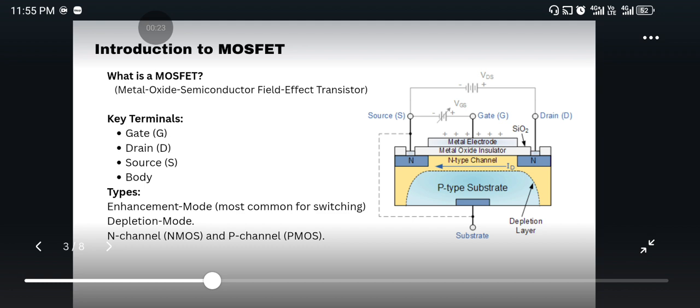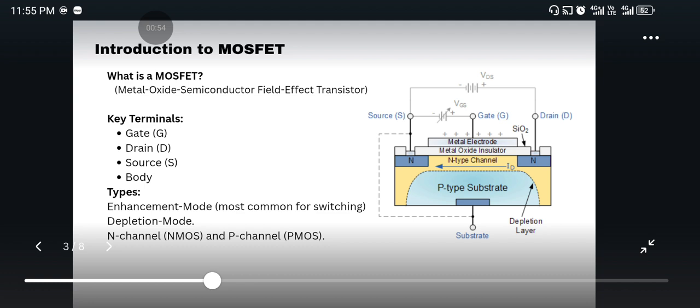First of all, what is a MOSFET? A MOSFET is a semiconductor device used for switching and amplifying electronic signals. It has extremely high input impedance, with the gate insulated by silicon dioxide, requiring virtually no input current. It has four key terminals: the gate, which controls the channel, the drain, where the current leaves, the source, where the current enters, and the body, usually tied to the source.